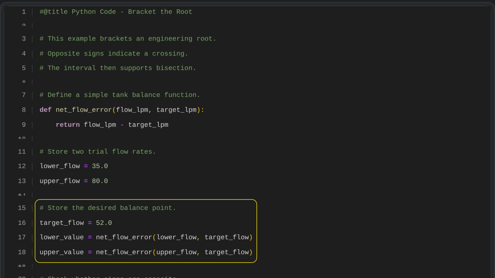Set the target flow rate to 52 liters per minute. Then compare the lower and upper trial flow rates against this target using the net flow error function. The resulting errors show how far each trial is from the desired flow. If the two errors have opposite signs, the target crossing is bracketed between the trial flows.